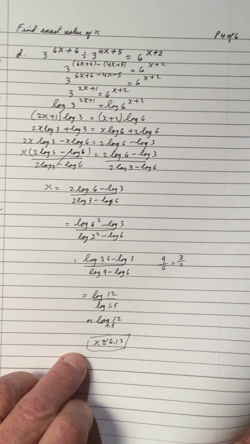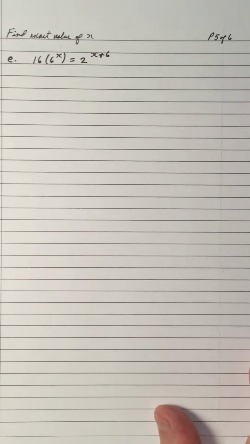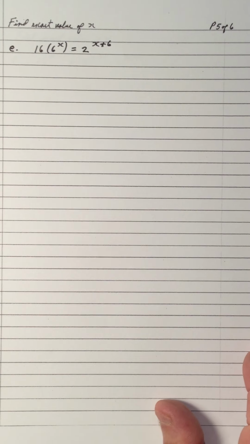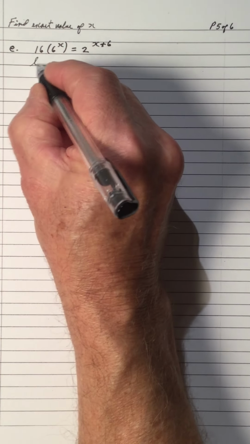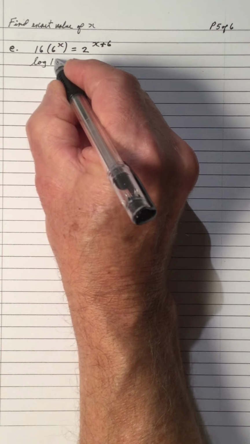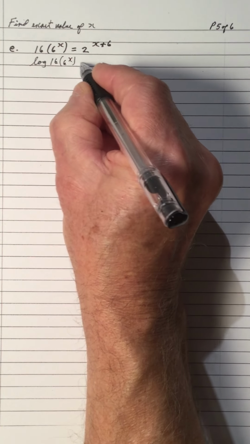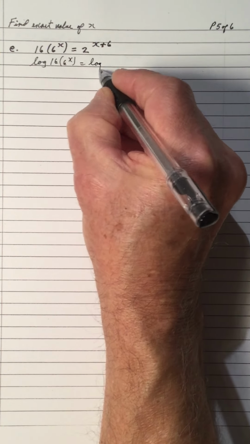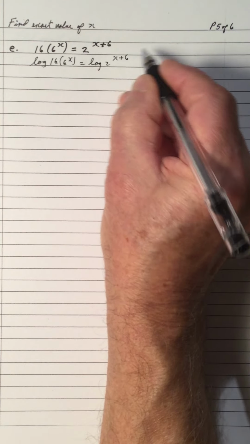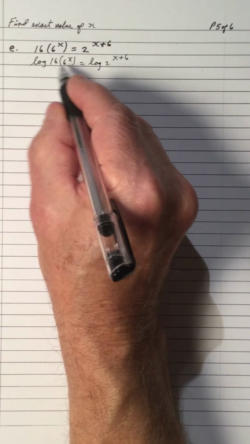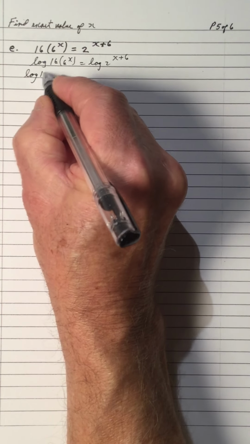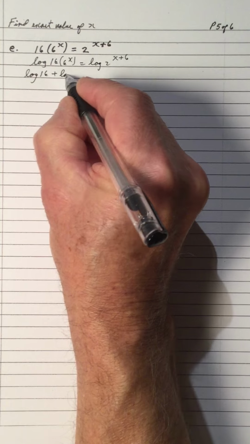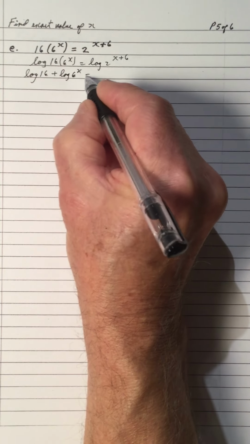Okay, this one, a couple more to do. And now we find the exact value. I got a different equation. Again, very similar, but x is in the exponent, so we do the log of each side. So we get the log of 16 equals the log of 2 to the x, and the log of a product is the sum of the logs. So this is the log of 16 plus the log of 6 to the x.